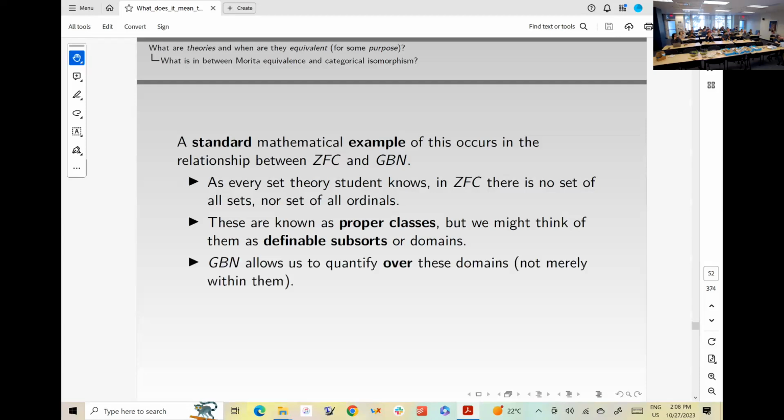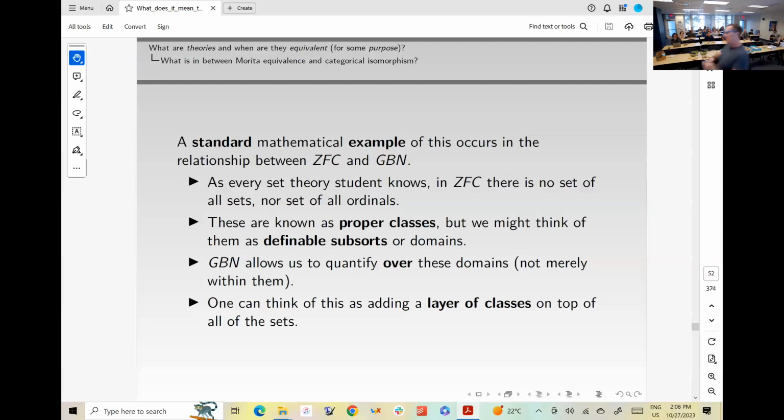What Gödel-Bernays set theory does is allow us to quantify over these new subsort domains, not merely within them. One can think of this more picturesquely: you've got your cumulative hierarchy, how we always draw it, like V, and then on top you have a lot of these things. These are where your classes go, they go on top, and the sets are below. That picture will actually be helpful for us.